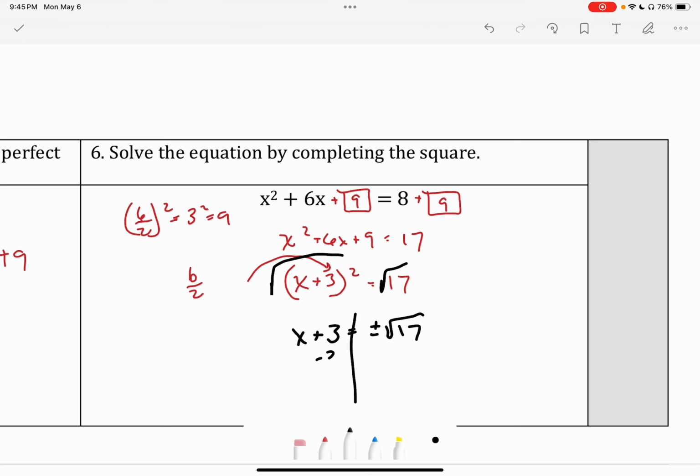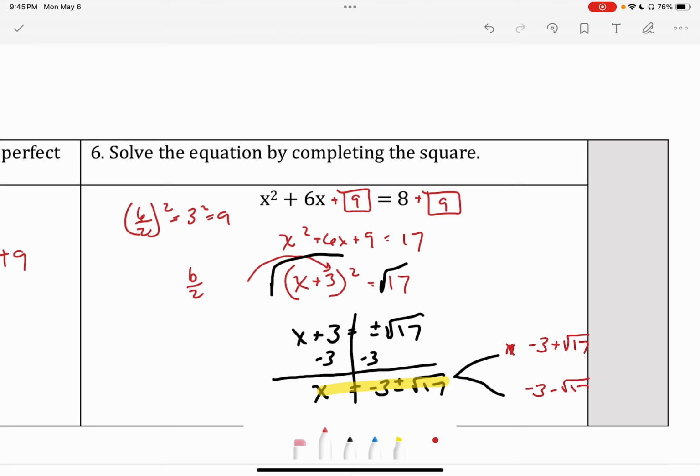But what I can do is subtract my 3 from both sides. And I will put that in front of my plus or minus. And we'll write our answer like that. And then, just to be complete, we'll branch that off. Again, just to be clear, this would be an okay answer. But again, if we could square root 17, we would then do our two pieces here where I do negative 3 plus the square root of 17 and negative 3 minus the square root of 17. And I'd get those two different answers.